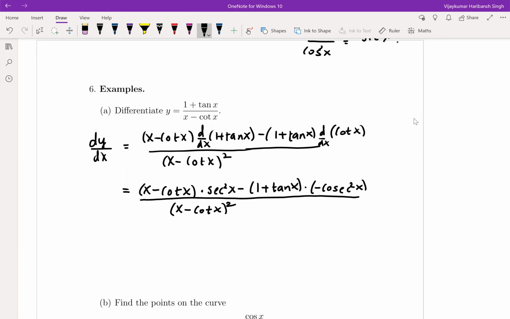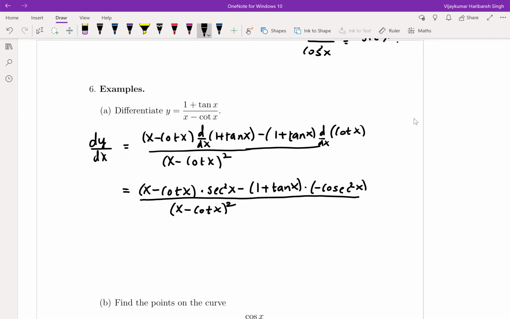So either you can leave your answer at this, or if you want, you can simplify it further. It's up to you. Unless you are specifically asked in the exam to simplify it, you can leave it at that.